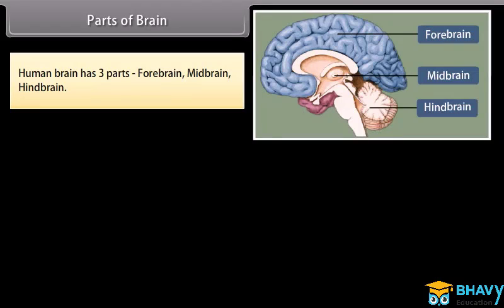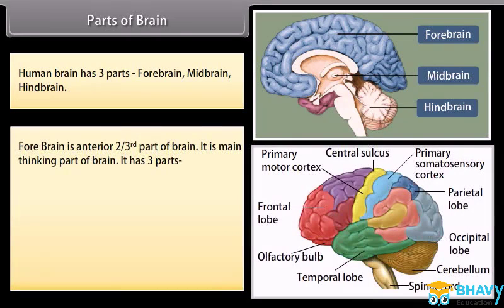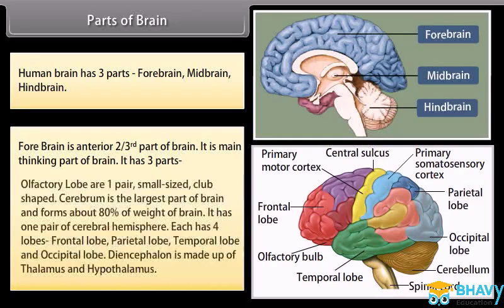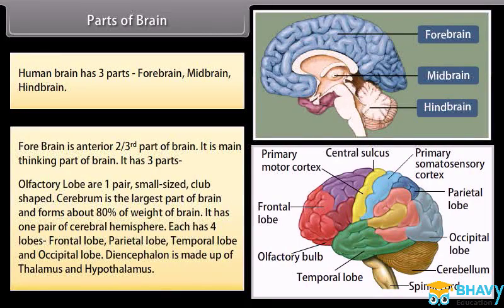Parts of brain. Human brain has three parts: forebrain, midbrain, hindbrain. Forebrain is the anterior two-third part of the brain. It is the main thinking part of the brain. It has three parts. Olfactory lobes are one pair, small-sized, club-shaped. Cerebrum is the largest part of the brain and forms about 80% of the weight of the brain. It has one pair of cerebral hemispheres. Each has four lobes: frontal lobe, parietal lobe, temporal lobe, and occipital lobe.